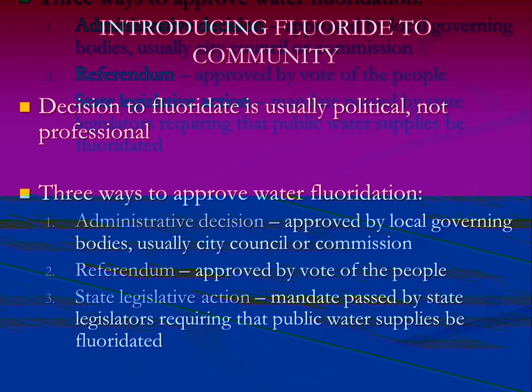The second way to approve water fluoridation is a referendum. This is basically where the decision to fluoridate a community is put on a ballot. At the end of your ballot, when you vote for your new congresspeople or your president or whoever you're voting for that round, they'll put a proposal on the ballot, and the community members who are voting will vote yes, we want community water fluoridation, or no, we don't want community water fluoridation.